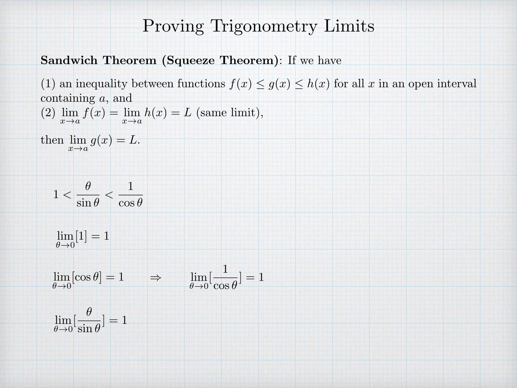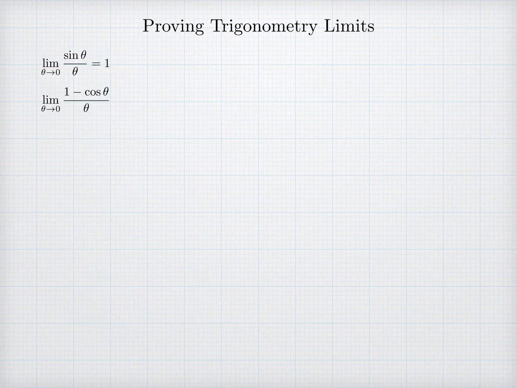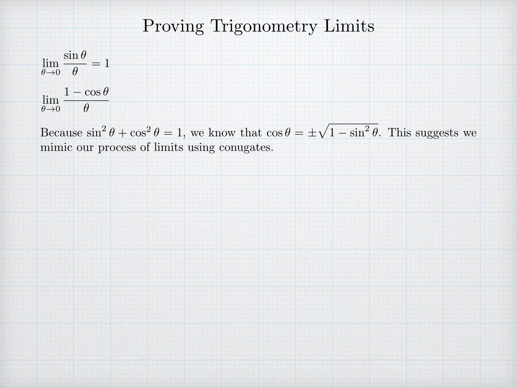Well, again, using the quotient rule for limits, I know that that means the reciprocal, the limit of sine theta over theta, is 1. This is one of our fundamental limits in trigonometry. So I know the limit of sine theta over theta is 1. We just proved that using some comparison of areas. And now I want to look at another limit, 1 minus cosine theta over theta. We can't divide by 0, so we can't just put theta equals 0 in our formula.